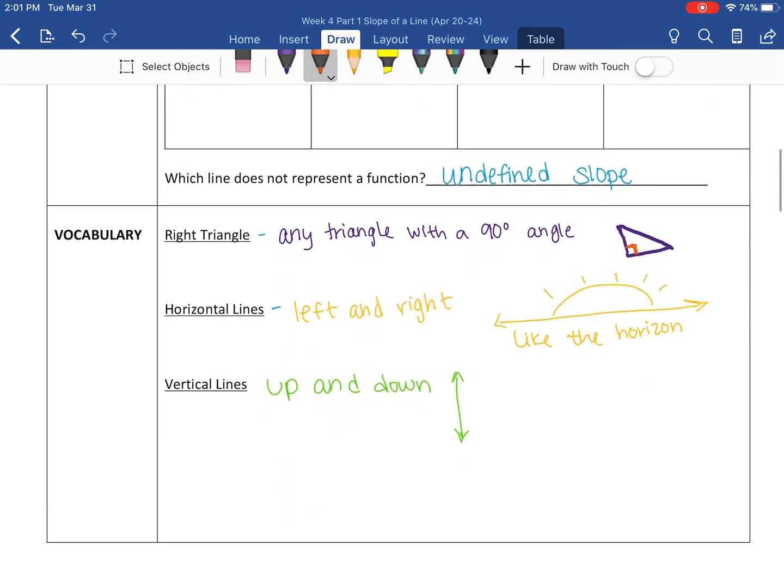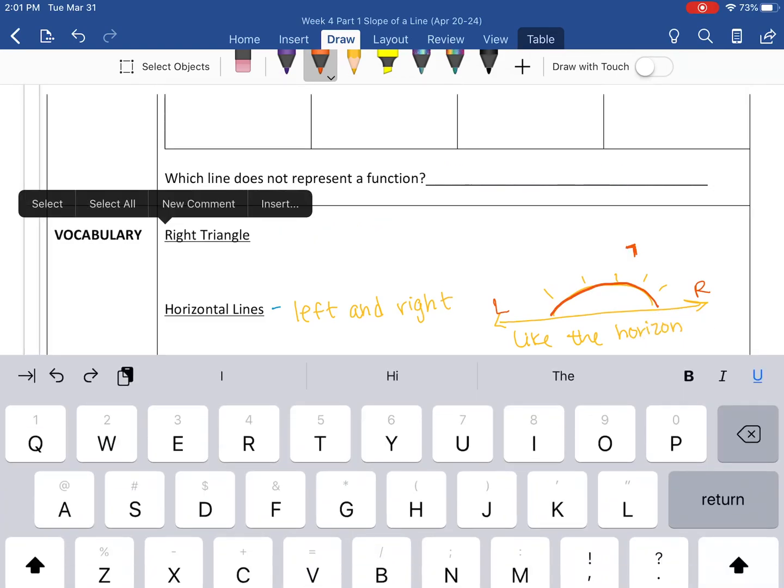Okay. So vocabulary that we're going to use today: a right triangle is any triangle with a 90-degree angle. And here we have our little diagram, and here's our square with our 90-degree angle. Horizontal lines are lines that go from the left to the right. A way to remember it is that a horizontal line is like the horizon, right? If you see the sunset on the horizon, that's horizontal. Vertical lines go up and down. Those are the vocabulary words that we'll use.